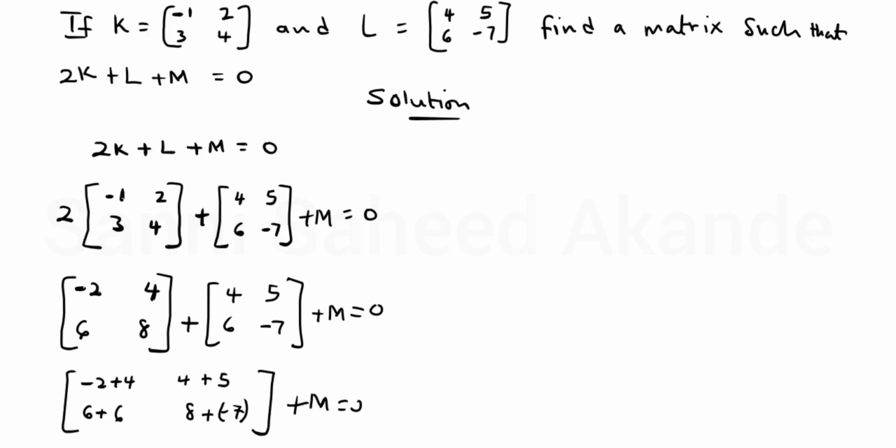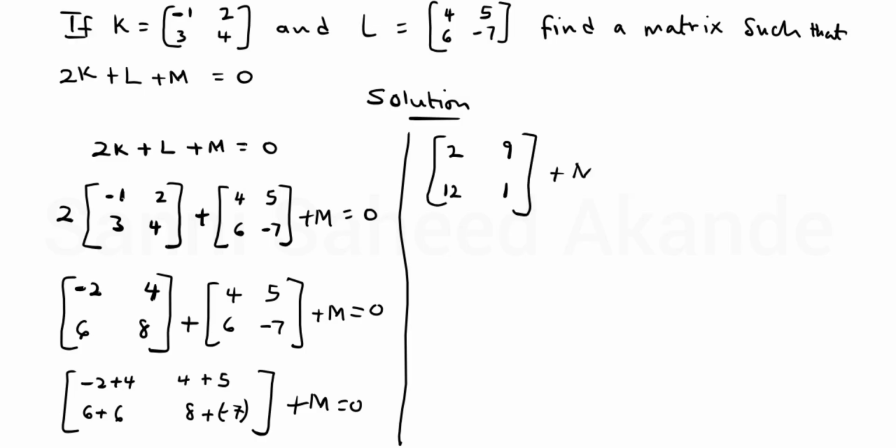So we continue here. Now minus 2 plus 4 will give us plus 2, 4 plus 5 will give us 9, 6 plus 6 is 12, and then 8 plus minus 7, plus times minus is minus, then we have 8 minus 7, that will give us 1. Okay, so plus M equal to 0.